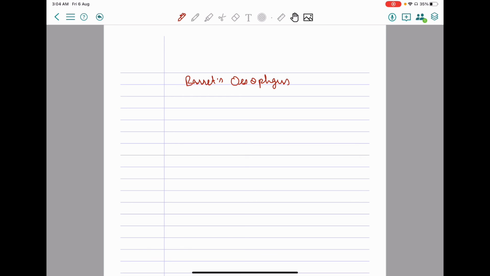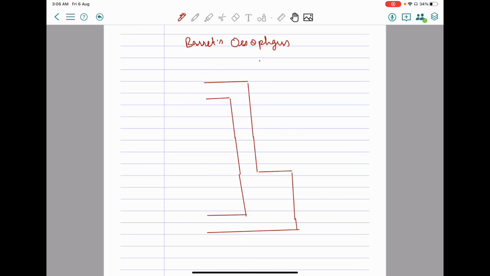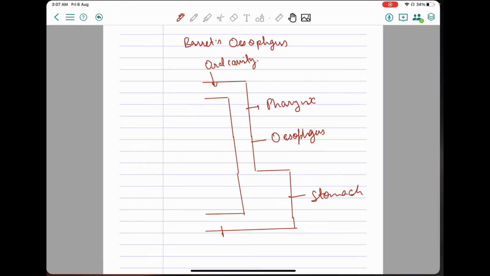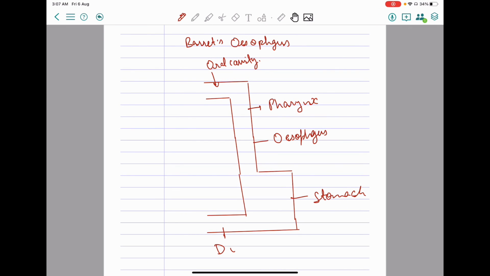So let's understand this with a diagram. Take this as the oral cavity. What will the oral cavity be followed by? It will be followed by the pharynx, and then the esophagus, and then the stomach. The stomach will be followed by the small intestine, or you can say the duodenum.